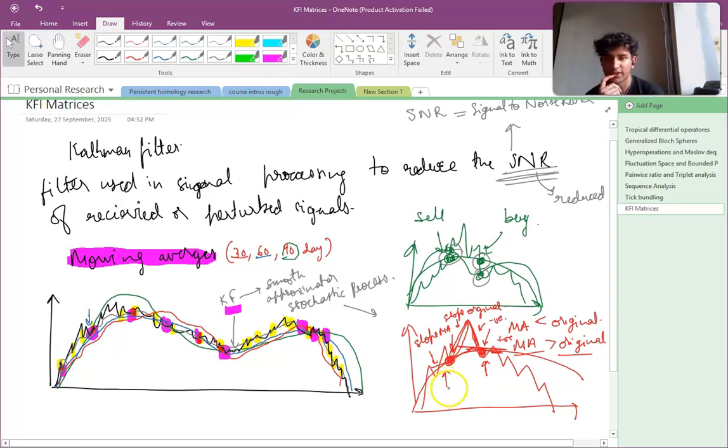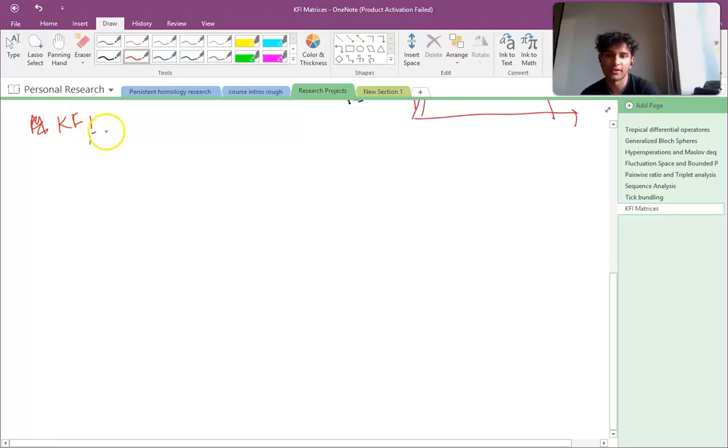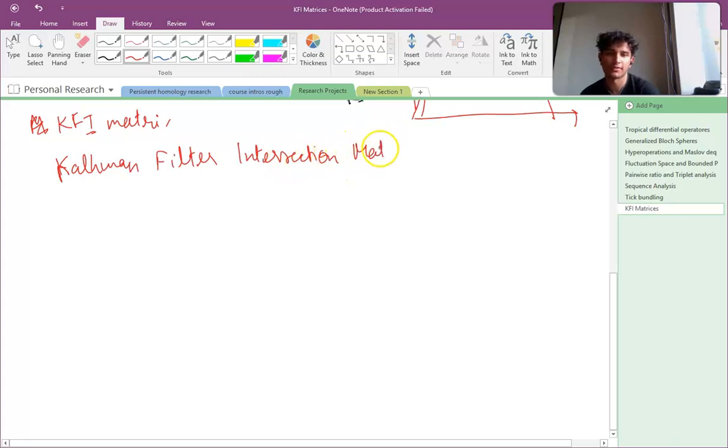Now, using this sort of classification, we have 2 different kinds of intersections, right? So, basically, what we do is we form a matrix. Yeah, so now we define the KFI matrix. The KFI matrix stands for Kalman filter intersection matrix. And it is a matrix depending on time t, and it is as follows.